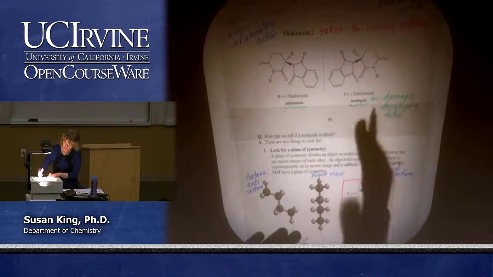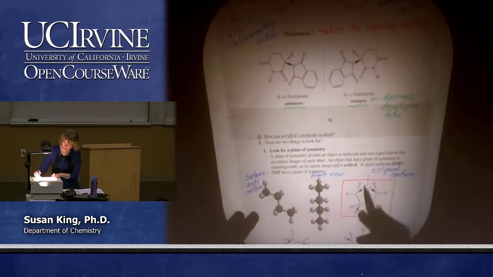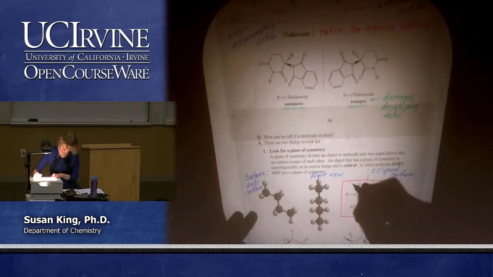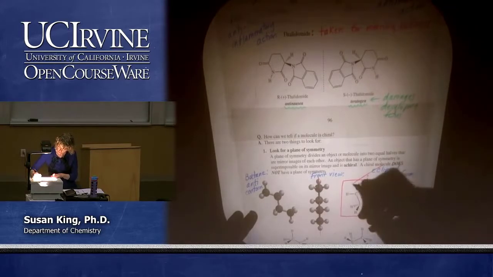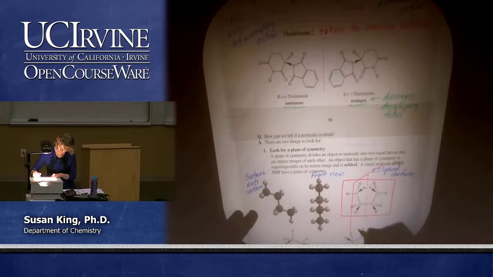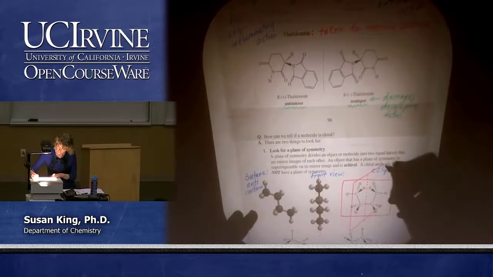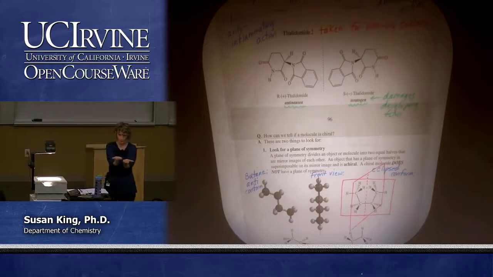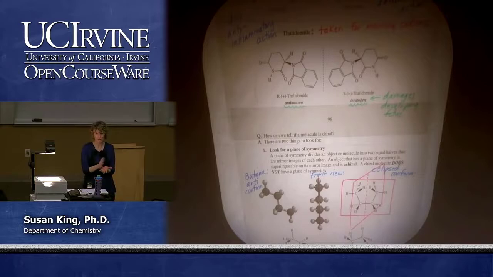There's also a plane of symmetry here because this side of the molecule is the exact mirror reflection of that side. That plane would look something like this, where we're cutting it in half this way. So we can go this way, and we can also go that way. Those two planes are perpendicular to each other. I tried to show it as best as I can.